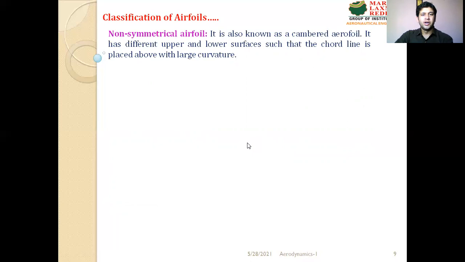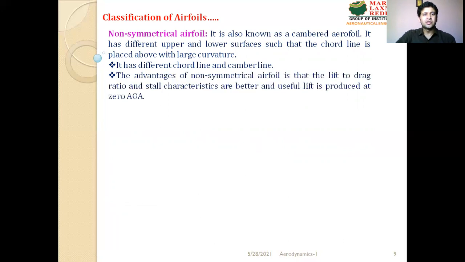Next, non-symmetrical aerofoil. It is also known as cambered aerofoil. It has different upper and lower surfaces such that the chord line is placed above with large curvature. It has different chord line and camber line. Unlike what we have observed in the symmetrical aerofoil, we will have two different lines here, chord line and camber line. The advantages of this cambered airfoil are that the lift to drag ratio and stall characteristics are better and useful lift is produced even at zero angle of attack.